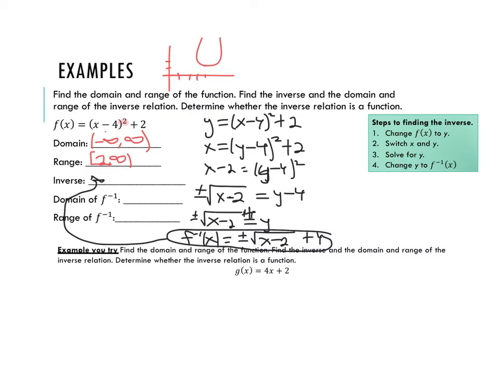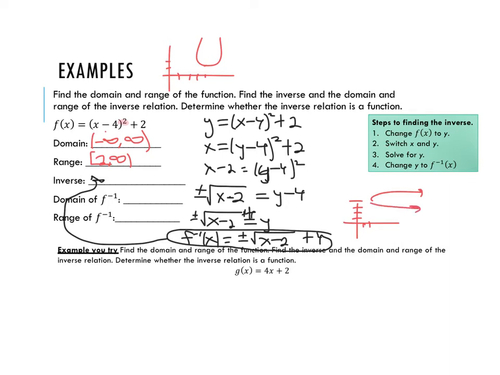Now the next step is to find the domain. Remember, our domain and range flip for inverse. And this makes sense also because if we were to sketch its graph, this is the square root function shifted to the right 2 and up 4. And so it would look like this. And then its negative is just its reflected piece.